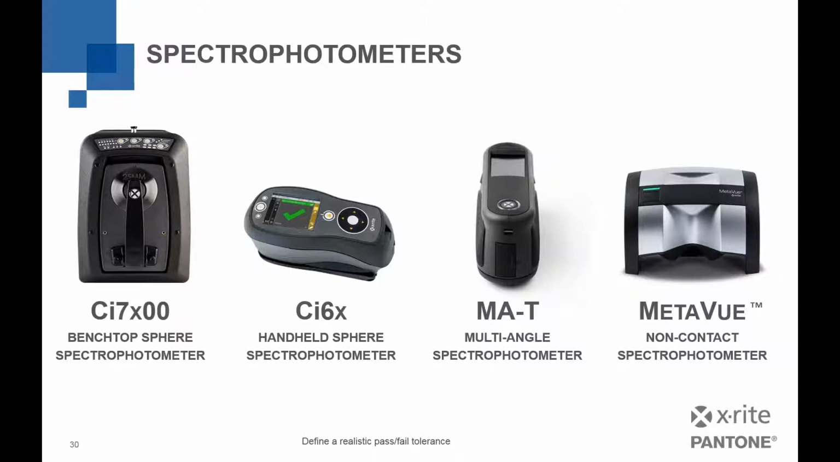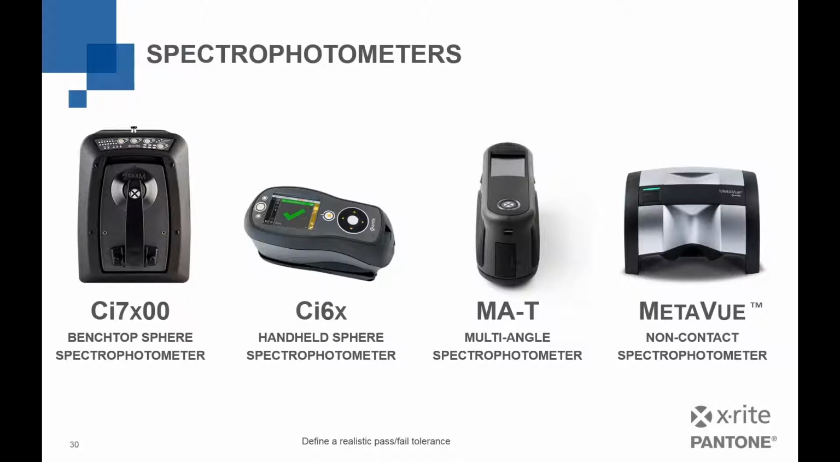What the MetaView does is basically take a very high resolution photograph of the sample, and analyze that data to create a spectral reflectance curve, which can then be manipulated using CIELAB, CMC, Delta E 2000, and various other color metrics.